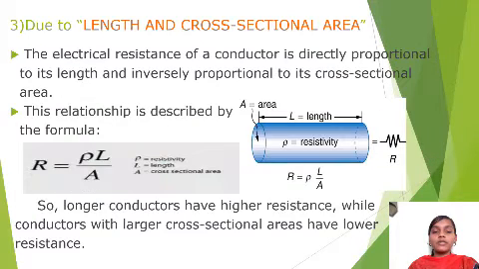Next, we are going to discuss how length and cross-sectional area also affect electrical resistance. The electrical resistance of a conductor is directly proportional to the length and inversely proportional to the cross-sectional area. Here is the formula: R equals rho L by A, where rho means resistivity, L means length and A means cross-sectional area. So longer conductors have higher resistance, while conductors with larger cross-sectional areas have lower resistance.